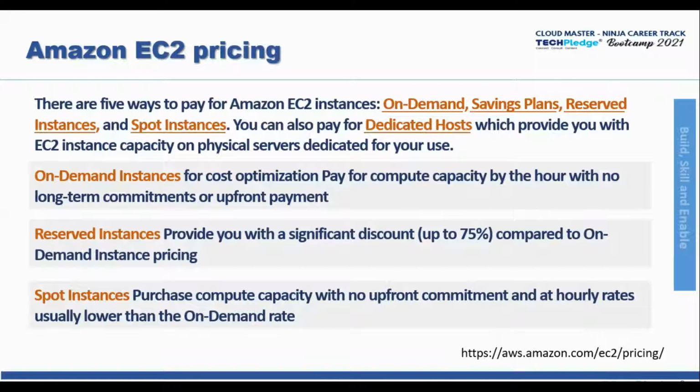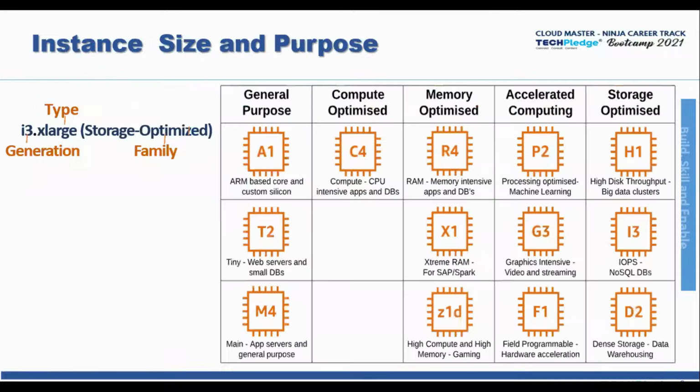Also talking about savings plans, a savings plan is a flexible pricing model which offers lower pricing compared to on-demand pricing in exchange for a usage commitment. As we know, there will be a commitment period of 1 year or 3 years, and as per that, our savings plan will be generated. So this is how Amazon EC2 pricing is done.